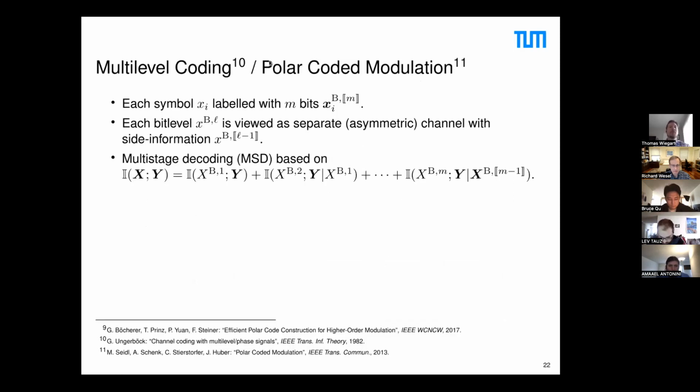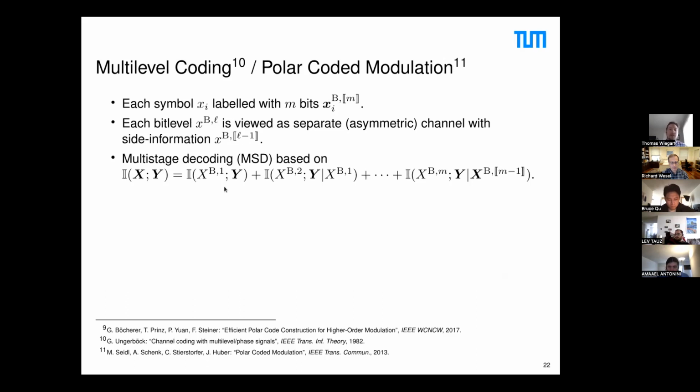Okay, so a bit more formally. Each symbol x_i we label with m bits, and we denote it by x_i subscript b to denote that that's the binary representation. Then we can view every bit level as a separate channel where we have some side information, namely side information from the previous bits that were already decoded, or at the encoder already encoded. And for decoding, we do multi-stage decoding based on the chain rule of mutual information.